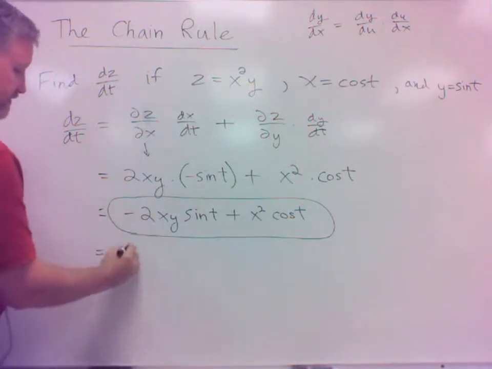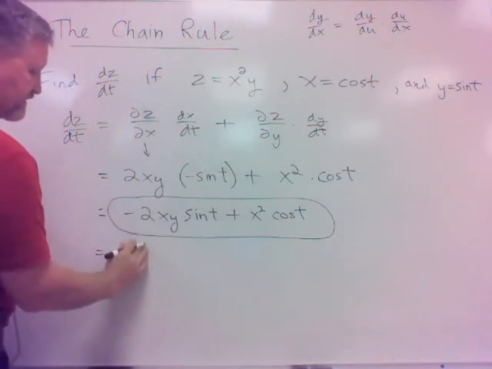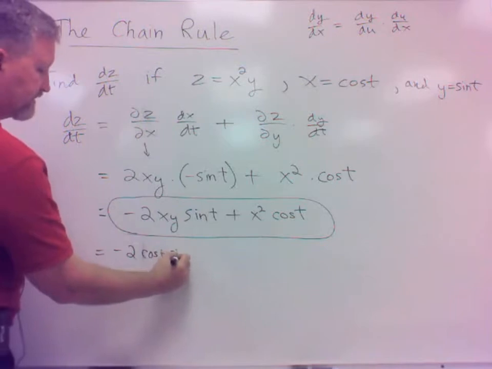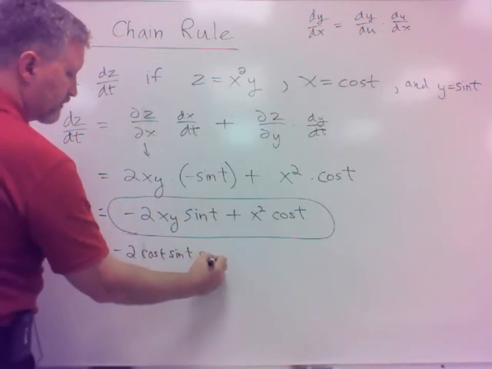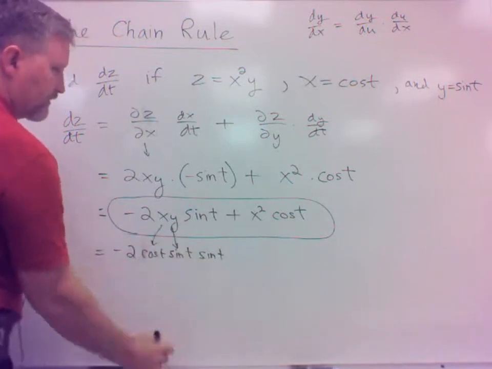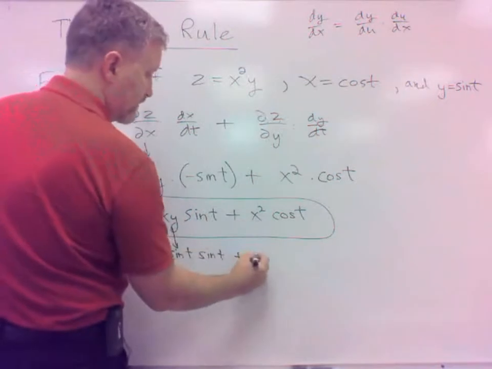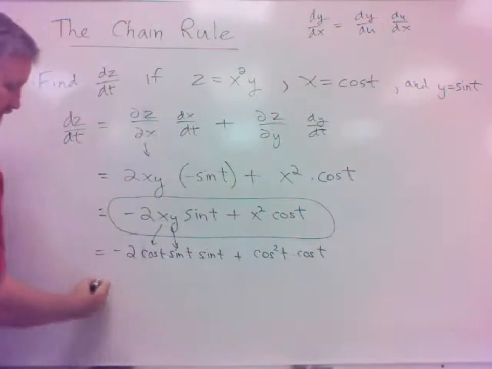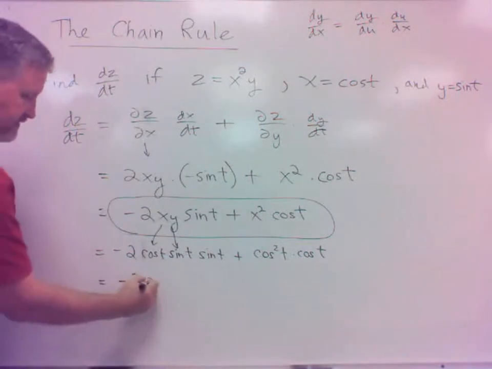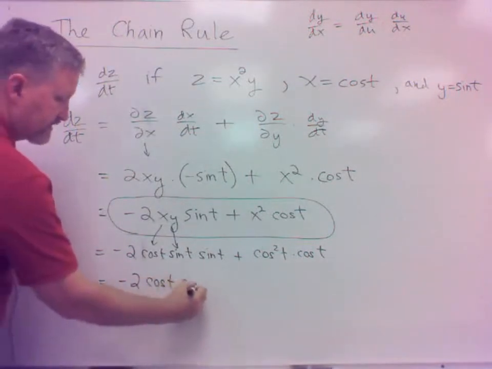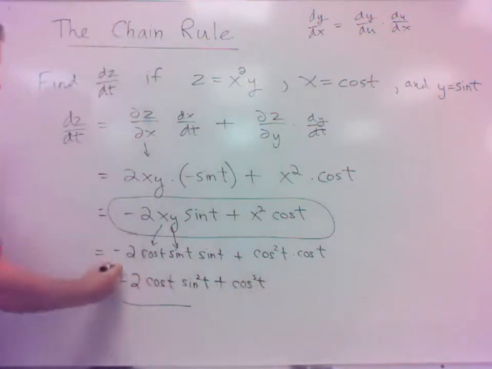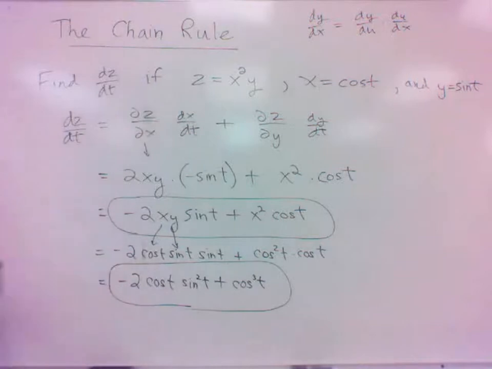yeah, just substitute x here. X is cosine t. The y is sine t. And then same thing here. This would be x squared, so it would be cosine squared t times cosine t. And so that does clean up a little bit, doesn't it? 2 cosine t sine squared t we would have here, and then cosine cubed t we would have here. So anyway, if they want it just in terms of t, we can do that as well.